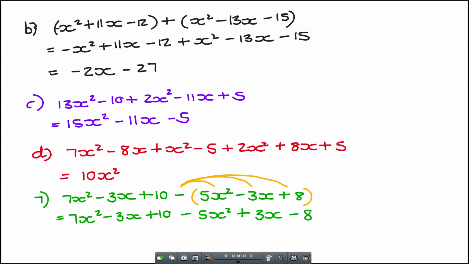All right, so now we can look at like terms. 7x squared minus 5x squared will give me 2x squared. Minus 3x plus 3x is nothing. And then 10 minus 8 gives me 2. Who got that? Good. Okay. Can I skip? I assume I can when everyone is talking.